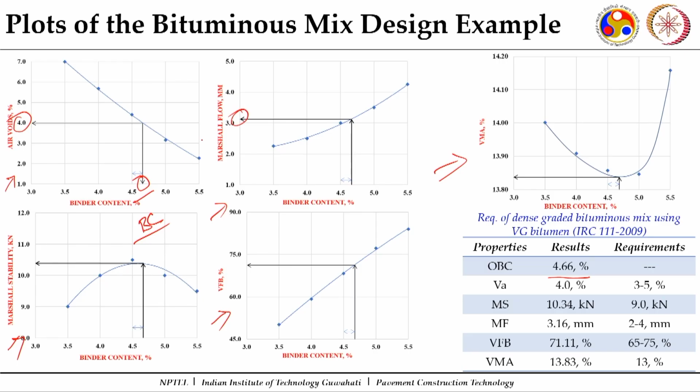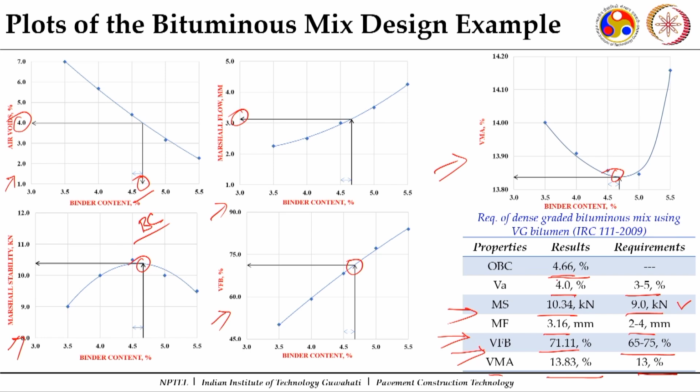So this is my Marshall flow value which I got. This is my Marshall stability corresponding to this particular one. This is my voids filled with bitumen. This is my VMA. I ensured it with my requirements here. For this particular one, my air void content is 4%. The range required was 3 to 5. When I checked the Marshall stability, it is 10.34, higher than the requirement of 9 kilonewton. For Marshall flow, it is 3.16, and the requirement is 2 to 4 mm. For voids filled with bitumen, it came out to be around 71%, and the requirement is 65. And the VMA came out to be 13.83 and the requirement is 13%.